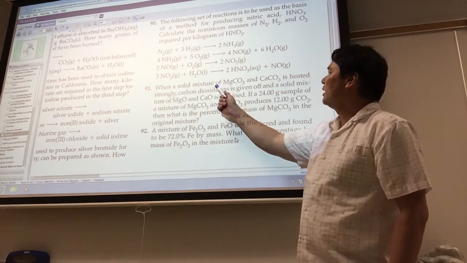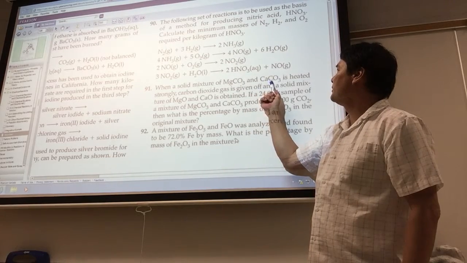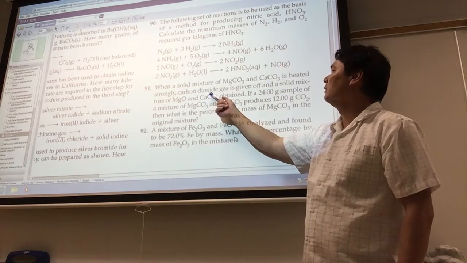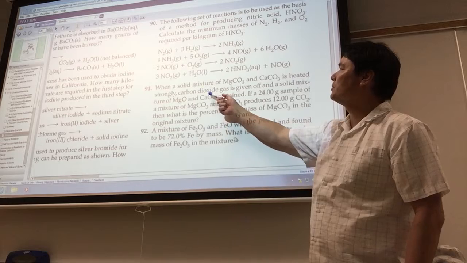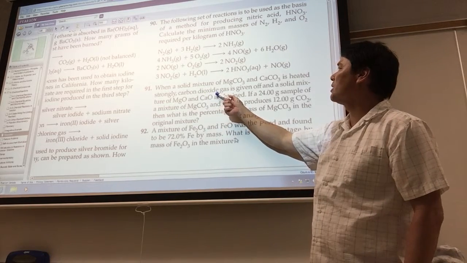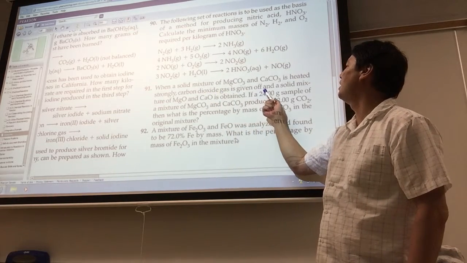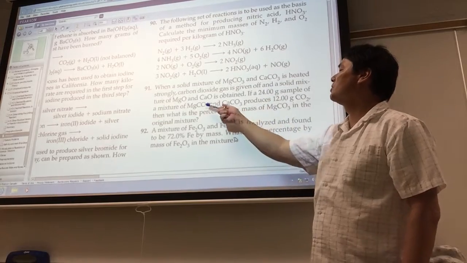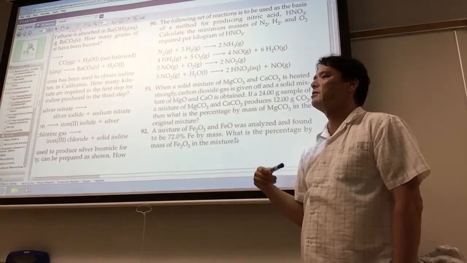It is heated, and so we got a mixture of magnesium and calcium carbonate. It's heated strongly. When it's heated strongly, it decomposes. In other words, it undergoes a reaction in which carbon dioxide is given off, and a solid mixture of magnesium oxide and calcium oxide is obtained.